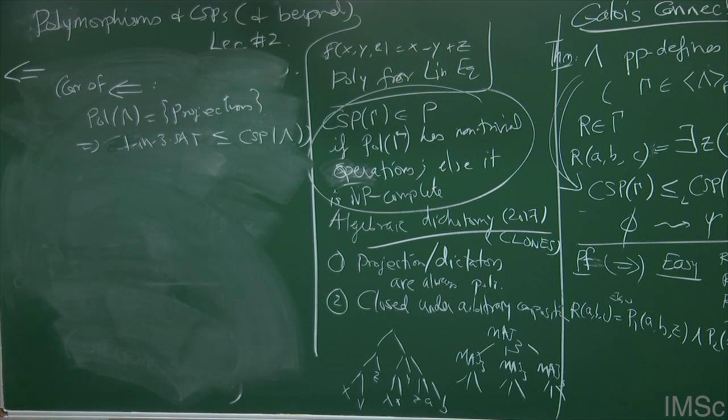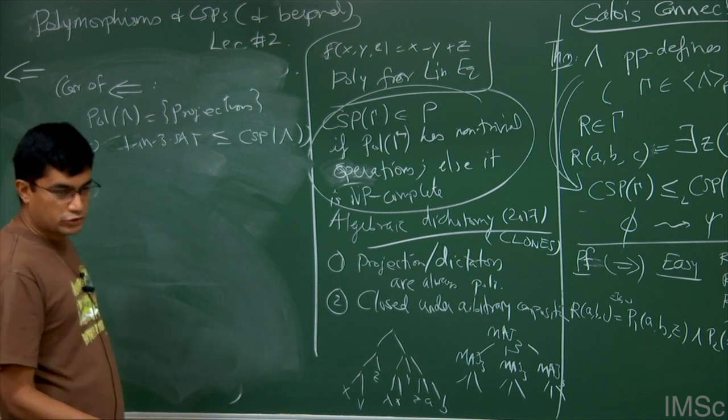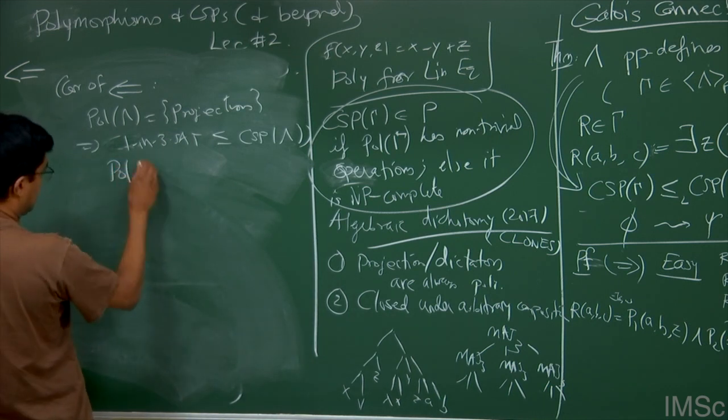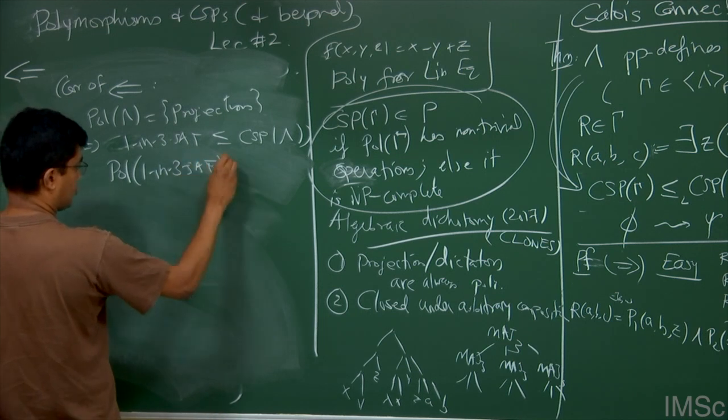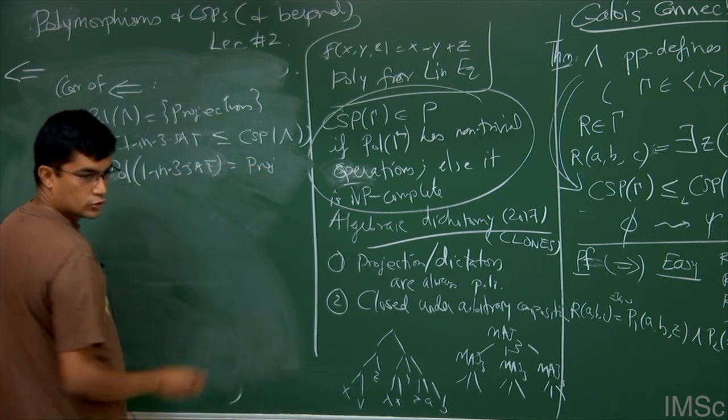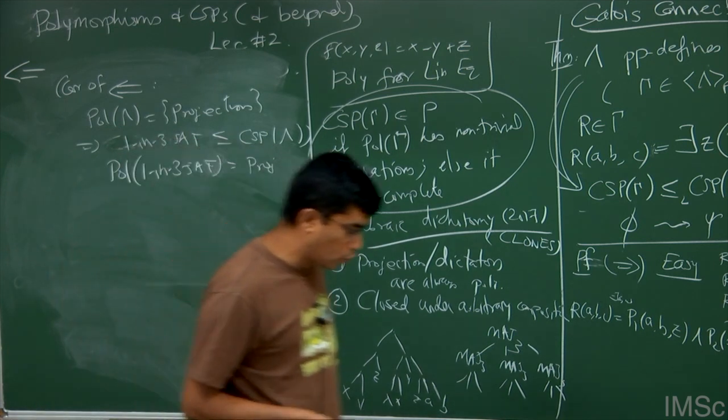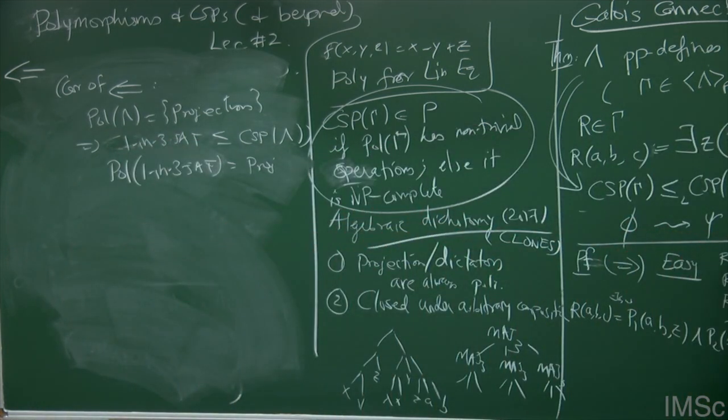Okay, and it's a simple exercise to check that the polymorphisms of this relation, 1-in-3 SAT, are exactly the projections. So once you have nothing more than projections, you can take an NP-hard problem and reduce it to it.